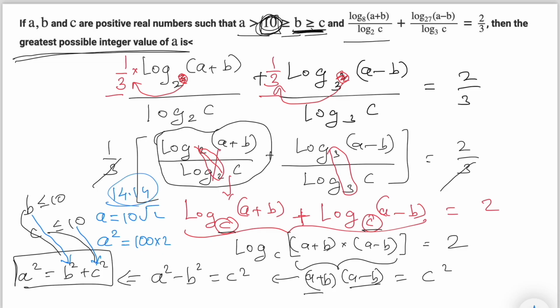They're asking you the greatest possible integer value of a. The greatest possible integer value of a will be less than 14.14 and that is simply equal to 14, the answer to our question. Pretty simple question, just that it may look lengthy, slightly intimidating if you don't know logs. But if you know logarithms, the concept is a very, very simple question. The answer is 14.